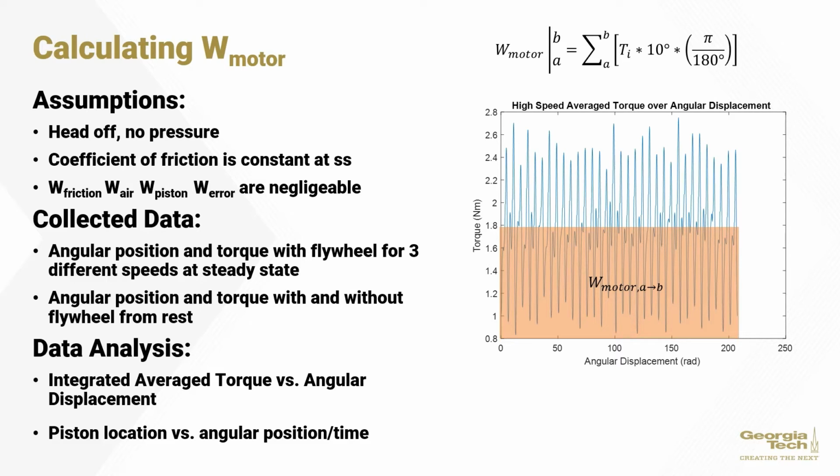The angular position and torque of the motor were recorded for 3 speeds at steady state and for acceleration from 0 to steady state with and without the flywheels attached. Work of the motor is calculated by integrating torque values averaged in 10-degree indices over the entire angular displacement of the motor in each trial. Piston position relative to time and angular position were also calculated.